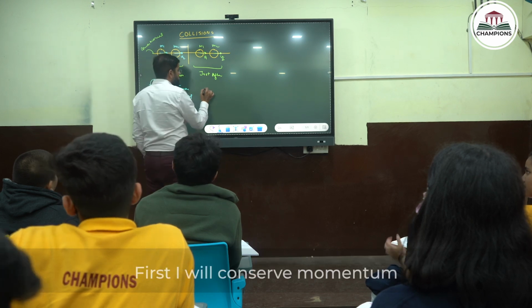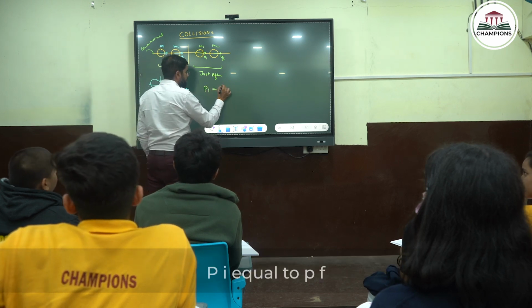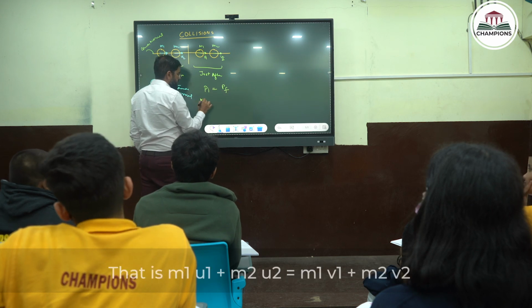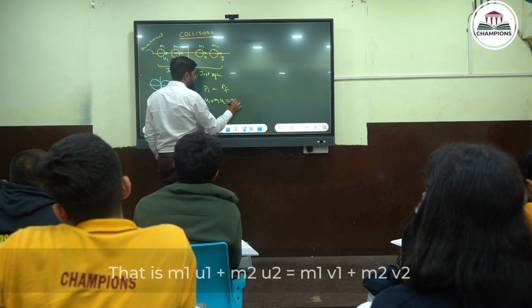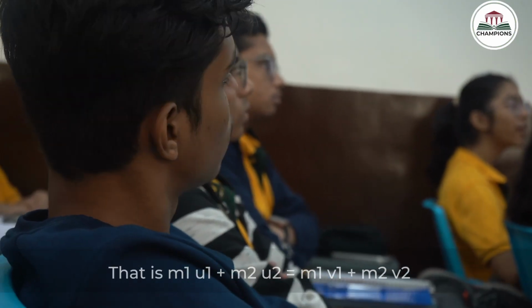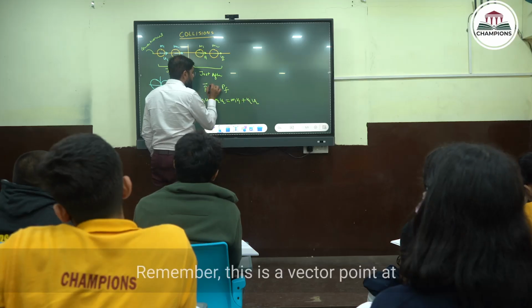तो सबसे पहले momentum conserve करूँगा. Pi is equal to Pf. That is m1 u1 plus m2 u2 is equal to m1 v1 plus m2 v2. Remember, this is a vector quantity.